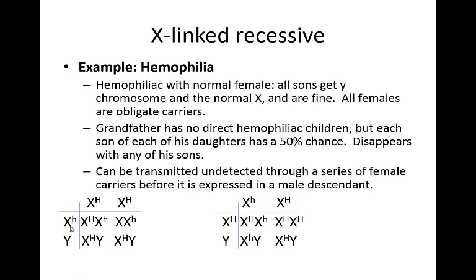Again, the daughters are getting their normal X from their mom, so they're phenotypically going to be normal, but they're going to be carriers for hemophilia because they got that copy from their hemophiliac dad. Okay, so let's say that one of these daughters goes on to have children, and we know that now she's a carrier for this particular disorder. Let's say she has children with a man who is phenotypically and genetically going to be normal. Let's look at the offspring here.